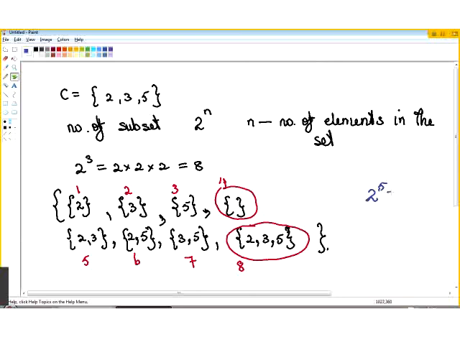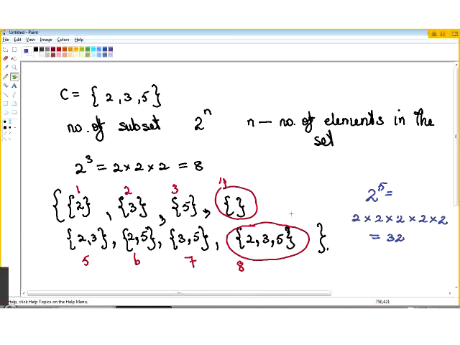Which will give us 2 by 2 by 2 by 2 by 2. So we're looking at 2 by 2 is 4, by 2 is 8, by 2 is 16, by 2 will give us 32. So 2 to the 5th power gives us 32.